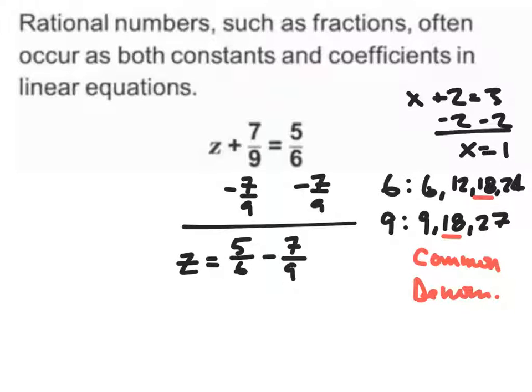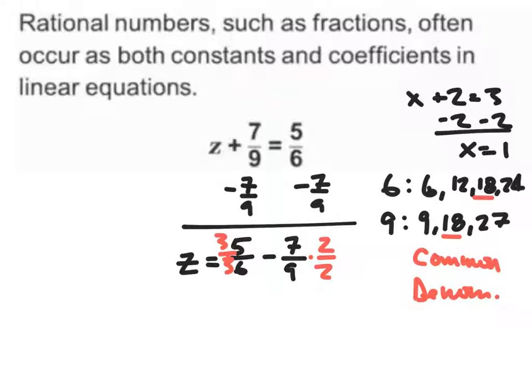Now what I want to do is, how do I turn 6 into 18? How do I turn 9 into 18? Well, if I multiply this fraction by 3 over 3 and this one by 2 over 2, we will get common denominators. I have to multiply both the numerator and denominator by the same number because I'm not changing the value of 5/6. I'm just changing the size of the numbers in the ratio, okay?